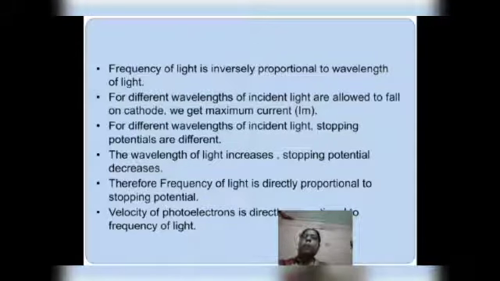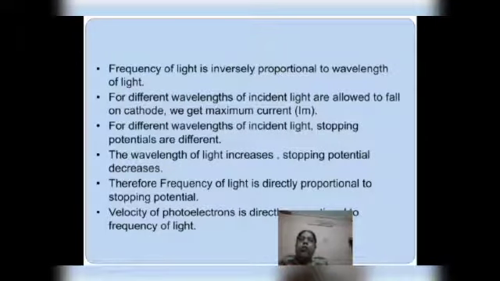For lambda 1, the stopping potential is V1; for lambda 2, V2; for lambda 3, V3. Therefore, the conclusion is that as the wavelength of light increases, the stopping potential decreases. All of you know the relation between wavelength and frequency, c equals nu lambda, where nu is frequency and lambda is wavelength. So frequency is inversely proportional to wavelength. Therefore, frequency of light is directly proportional to stopping potential. Therefore, the velocity of photoelectron is directly proportional to the frequency of light.